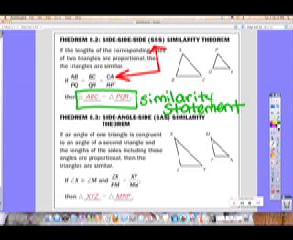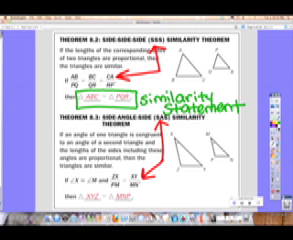Okay, next one we're going to talk about today is what one? Remember doing side angle side? So we've got our side angle side. Same thing as before, be very careful. The sides aren't congruent there. What's the vocab word? Proportional.